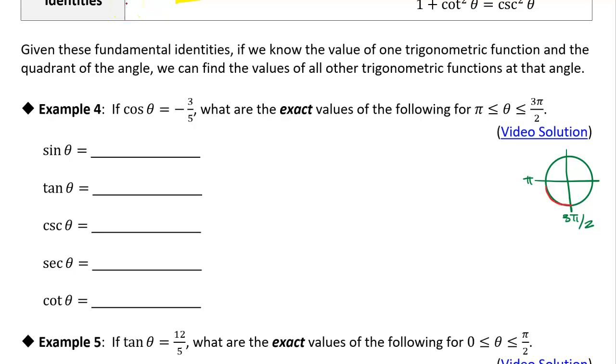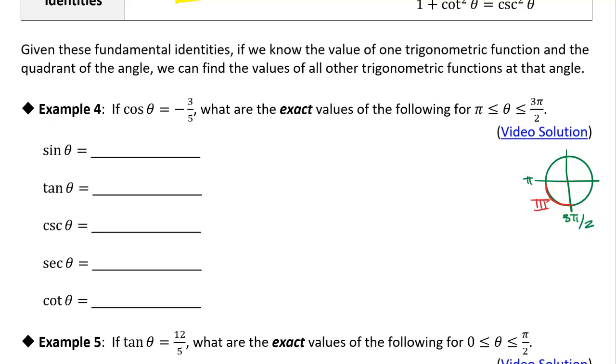So this is the quadrant that we're in. That's quadrant 3. Both the sine and the cosine are negative in quadrant 3. All right, so now let's do what we did before.